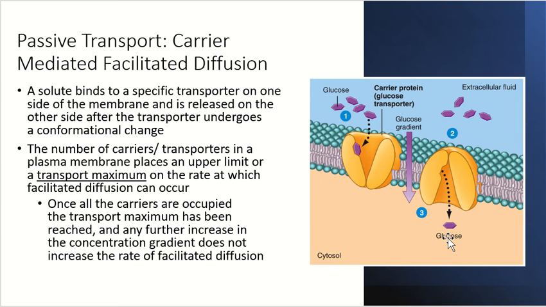So once all of the carriers are occupied, the transport maximum has been reached. So any further increase in concentration gradient is not going to increase the rate of facilitated diffusion. So basically, you can only go as fast as your number of transport proteins. Once those transport proteins are full and are working as fast as they can to bring in molecules, adding in more molecules is not going to increase your rate of facilitated diffusion.